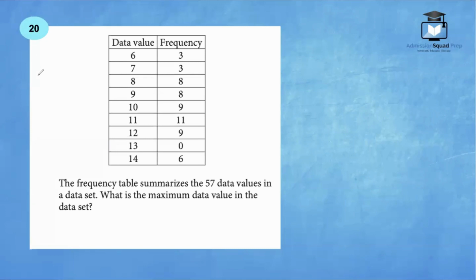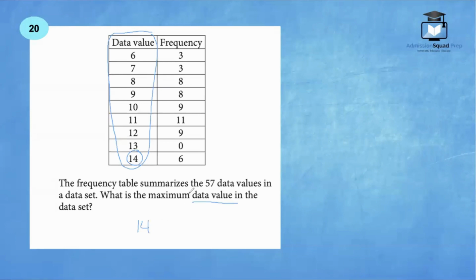Let's continue. The frequency table summarizes the 57 data values in a data set. What is the maximum data value in the data set? The question specifically refers to data values, right? So this is the column that refers to data values, okay? And they're asking you what's the maximum data value. These numbers are ordered from least to greatest, and the maximum data value is 14, okay? So this is pretty much straightforward.